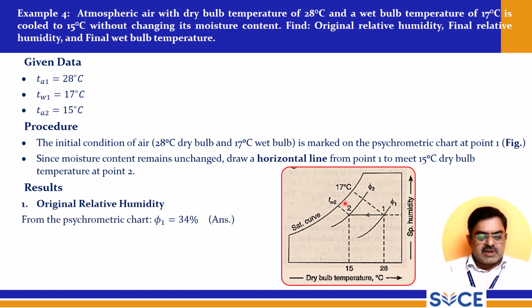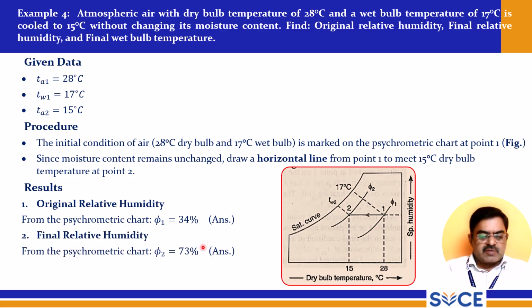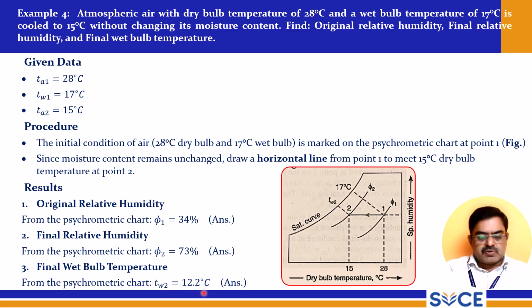Original relative humidity from the psychrometric chart is phi 1 equal to 34%. So this is phi 1, on the inclined line. The final relative humidity, phi 2, is 73%. Now we have to find the final wet bulb temperature. From the psychrometric chart, TW2 is equal to 12.2 degrees Celsius. So all this data we can obtain from the psychrometric chart, provided you take the values carefully from it.